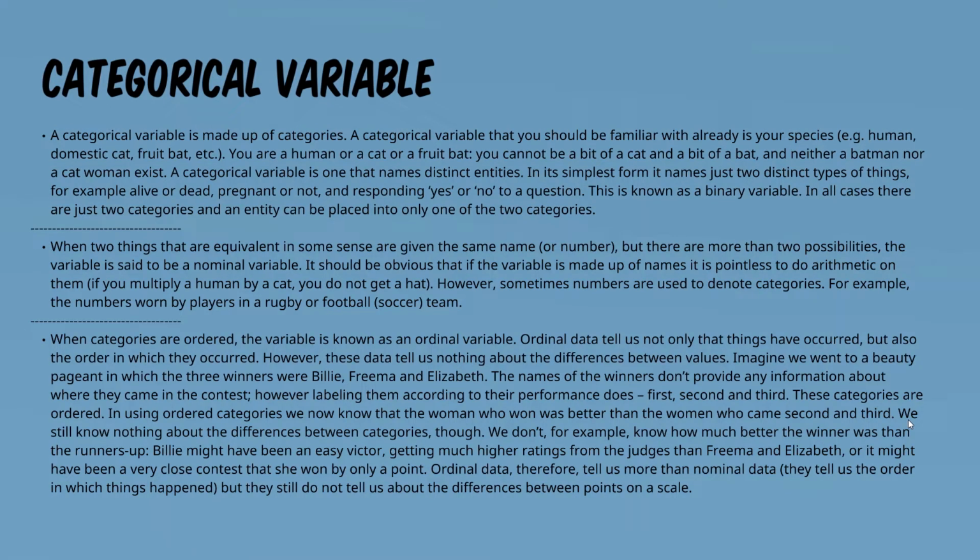When categories are ordered, the variable is known as an ordinal variable. Ordinal data tell us not only that things have occurred, but also the order in which they occurred. However, these data tell us nothing about the differences between values. So, ordinal data therefore tell us more than nominal data. They tell us the order in which things happened, but they still do not tell us about the differences between points on a scale.